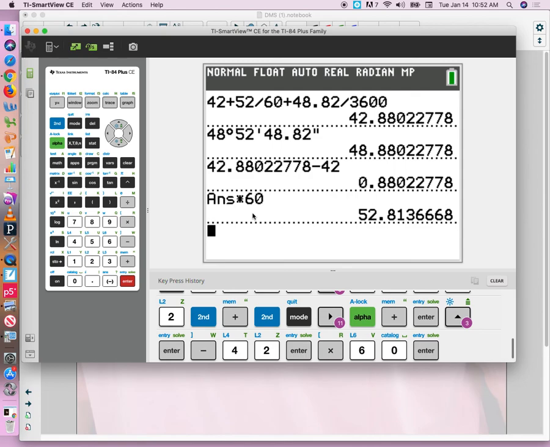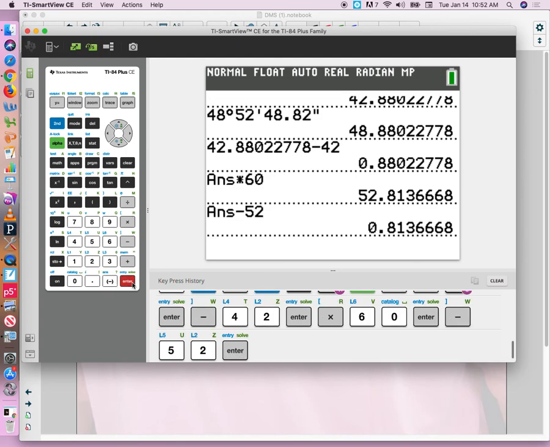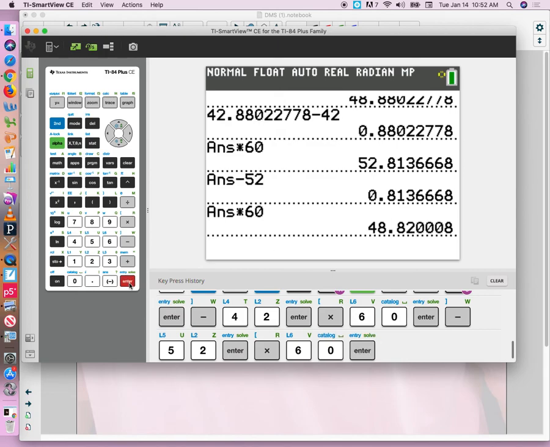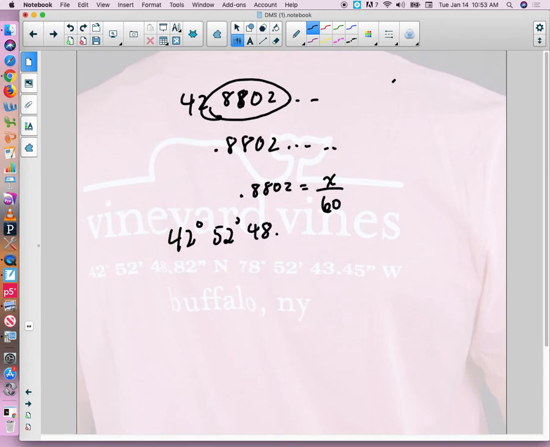Don't multiply by 3,600 because you're already in minutes. You just want to go to seconds. So you multiply what by 60? 0.8. All right, so the fast way to do that is maybe just to get rid of the 52 now and multiply that by 60, and it'll give you the correct seconds, which is 48.82, which isn't that what it had on the other screen? Yeah, that's what I'm sure.